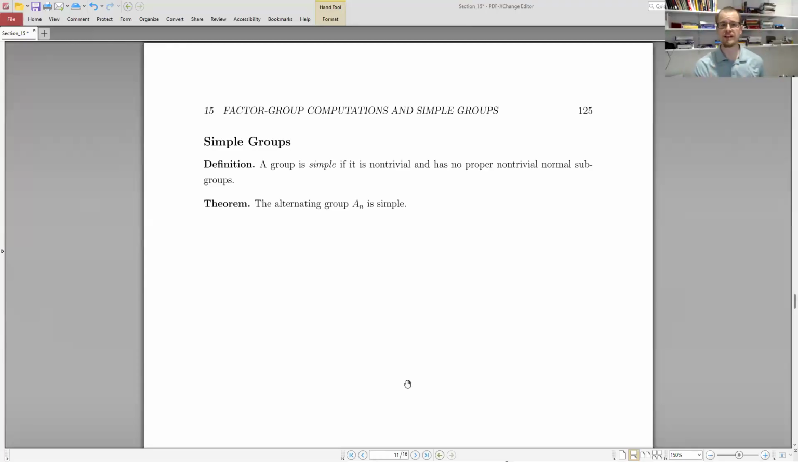So a simple group, these are interesting, which we'll talk about in just a second. How are simple groups interesting? Well, a group is simple if it is non-trivial and has no proper non-trivial normal subgroups. Okay, that's a bit of a mouthful there. A group is simple if it has no normal subgroup. That's the idea. That's the basic statement.